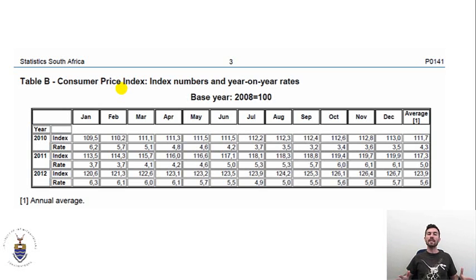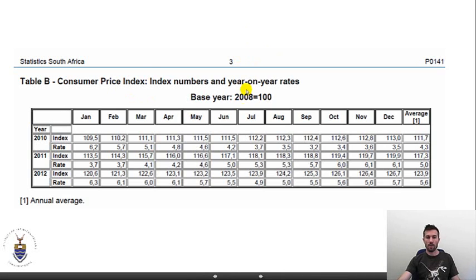Now, let's say that buying all that stuff in 2008 cost you, let's say, 2,000 Rand. Obviously that's ridiculous, but let's imagine that buying all those different things would cost you 2,000 Rand in 2008. If this is our base year, then we're going to set the value of that basket, 2,000 Rand, equal to 100, right?